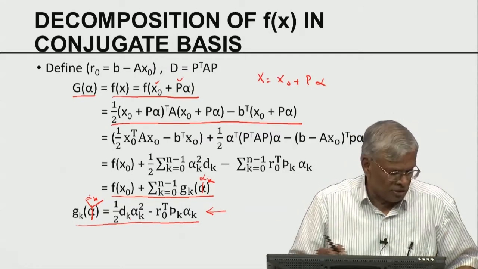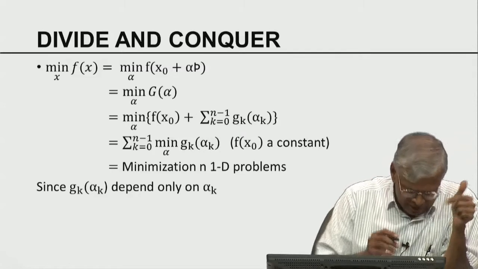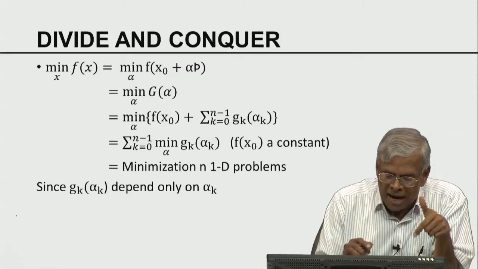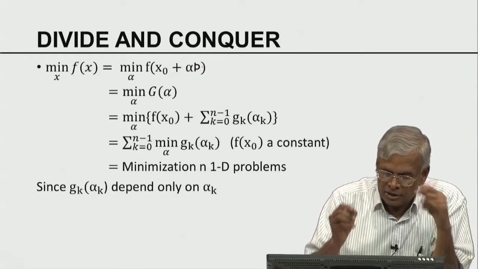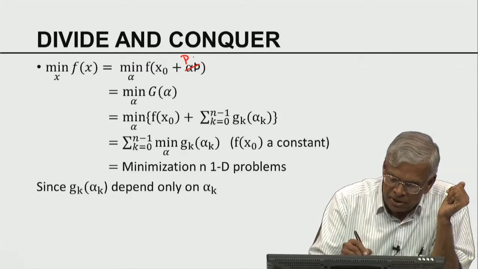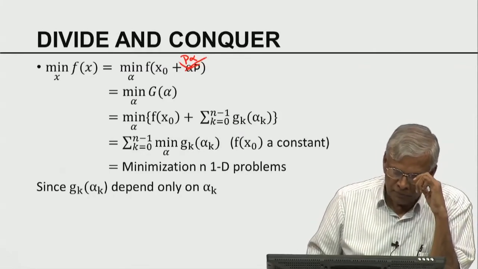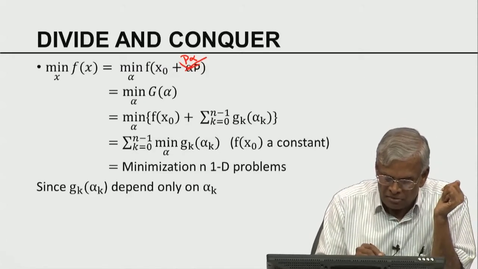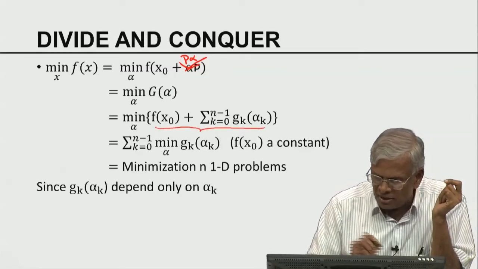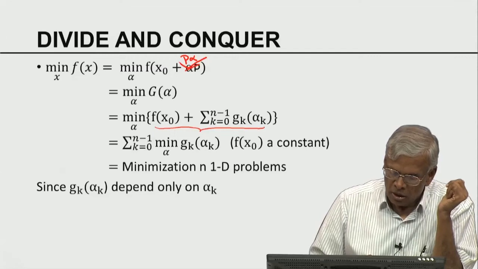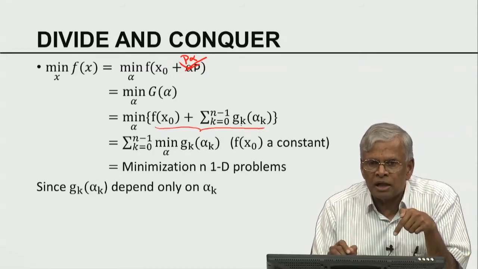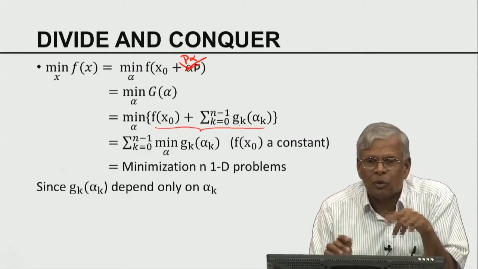Nothing has changed except the representation. Therefore, minimizing f of x in the x space in the original coordinate system is equivalent to minimizing f of x naught plus p of alpha. I'm sorry, x naught plus p of alpha is minimizing with respect to g of alpha, but g of alpha from the previous page is given by this. The terms in the parenthesis are sums of individual alpha_k, they depend only on the individual alpha_k.